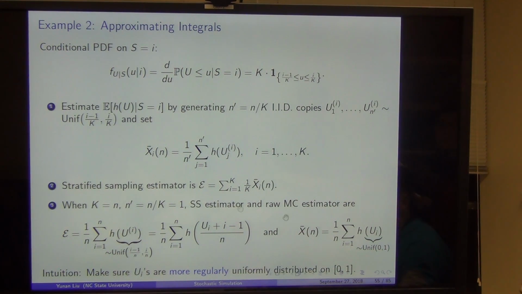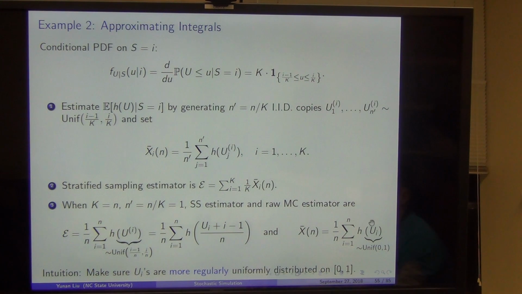Okay? Now the stratified sampling estimator and the raw Monte Carlo estimator are the following. So this estimator here becomes this guy. Why? Because 1 over k is 1 over n, right? So k is equal to n. And this x bar is just one sample, because n prime is 1. So k equals n, n prime equals 1, then this x bar is just one of them. And this 1 over k is 1 over n.